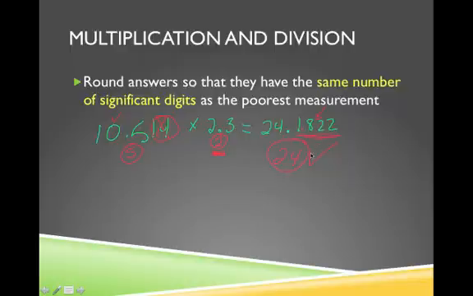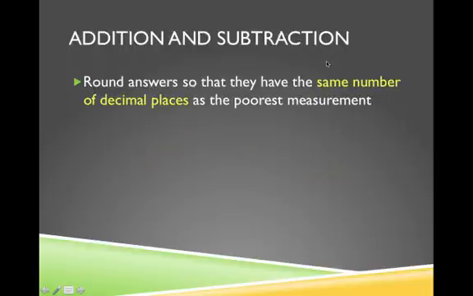It can be frustrating at times, but these are the rules, and it keeps you honest with the math that you're doing and makes sure that, again, the answer reflects the quality of what was originally done. So, that's multiplication and division. We round to match significant digits. In addition and subtraction, things are a little bit different. In this scenario, we round so that we match the same number of decimal places as the poorest measurement.